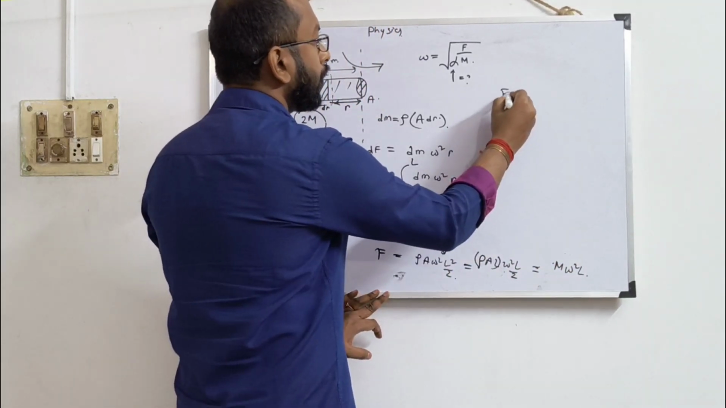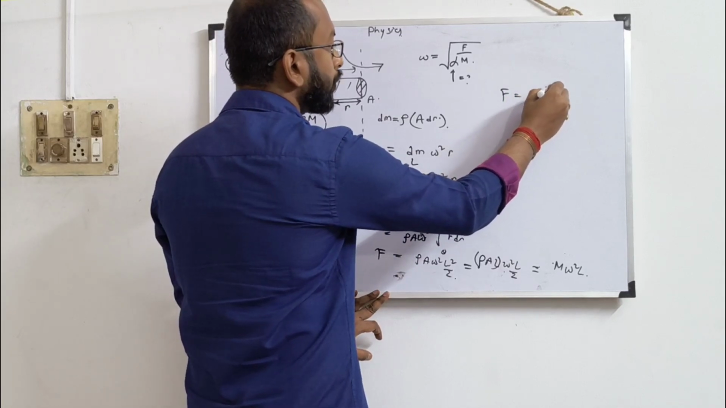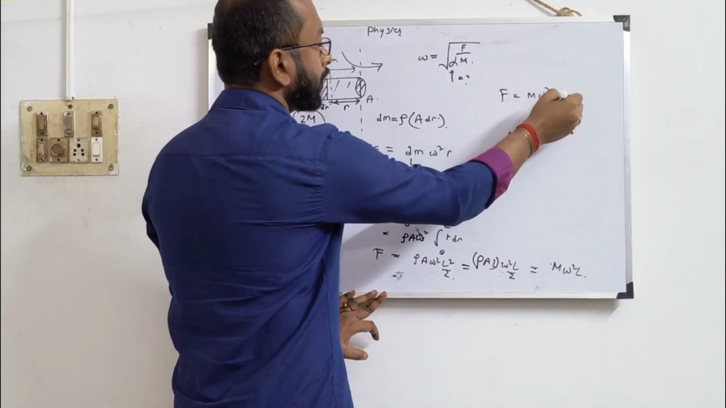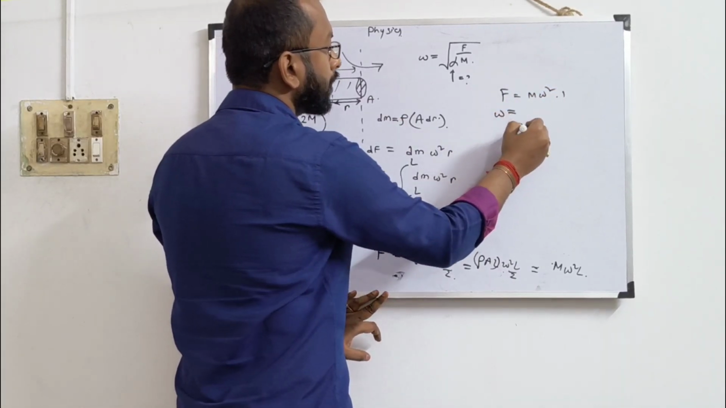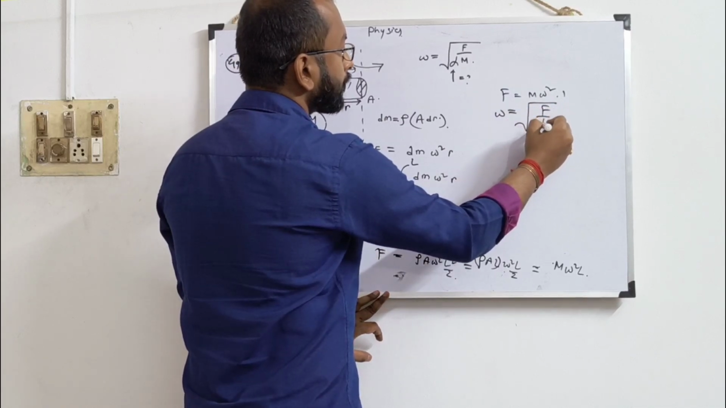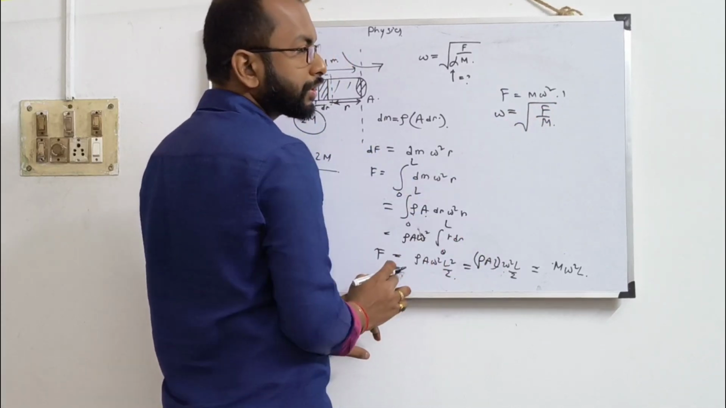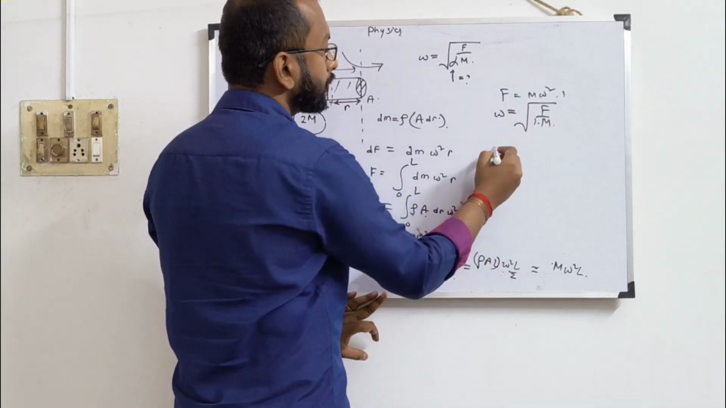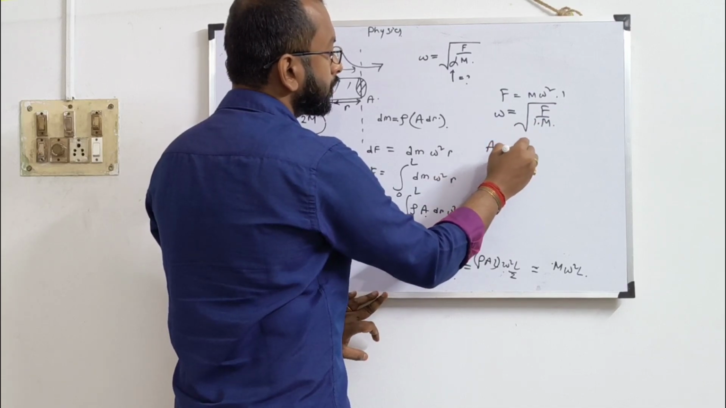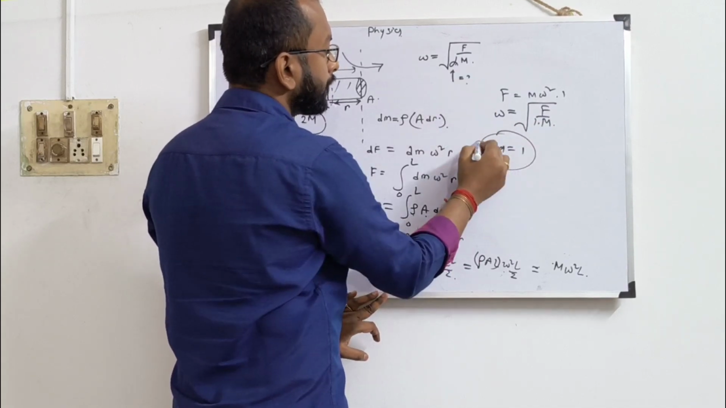So F we got, that is m omega square into L. L is 1, so that means multiplied with 1. So value of omega is becoming root over of F by m. The coefficient of m, that is 1. So our answer is 1. That is the value of alpha.